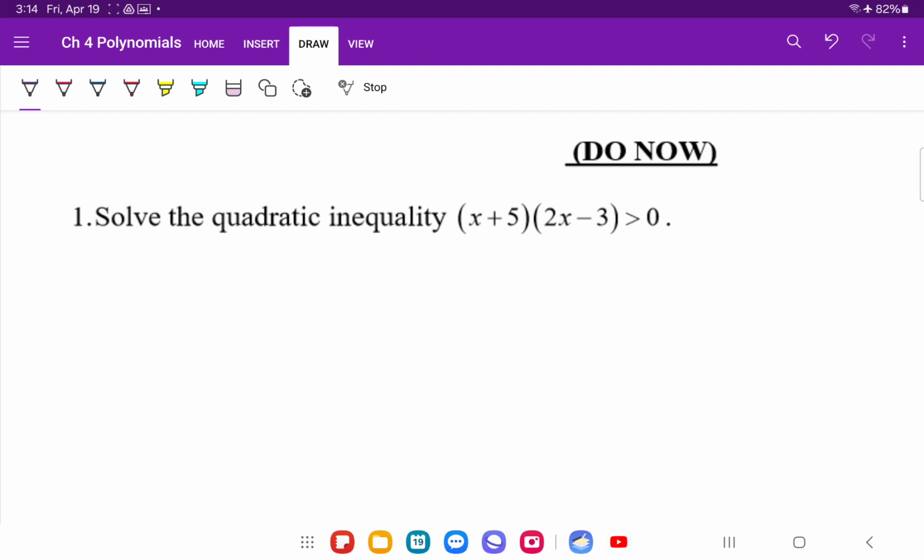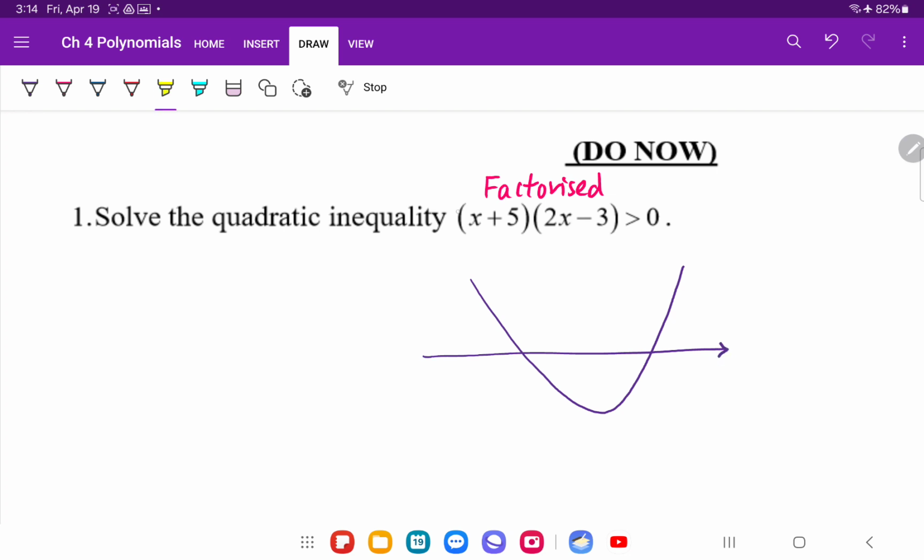Now how do we solve this inequality? Because it's already factorized for you, you do not have to do any more factorization. Now with the factorized form, draw a curve and then you must write down the x values. Now what are the x values? From the first bracket, you should be able to see a -5. From the second bracket, this one not so direct, you have to do a little bit of background working by solving 2x minus 3 equal to 0, 2x is equal to 3 and x equals to 3 over 2.